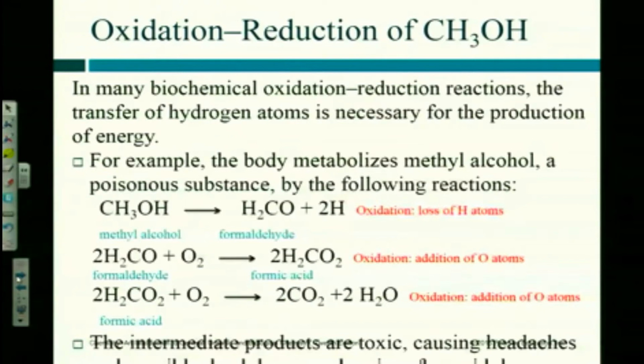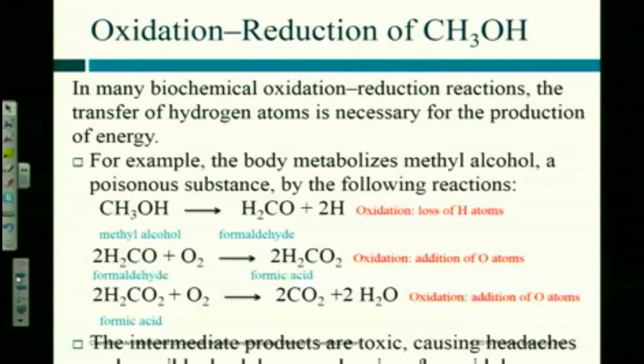Formaldehyde, what do we do with formaldehyde? We preserve stuff. Formic acid, it digests stuff. We'll learn about formic acid later on when we talk about carboxylic acid. So don't drink methyl alcohol. No, methanol.